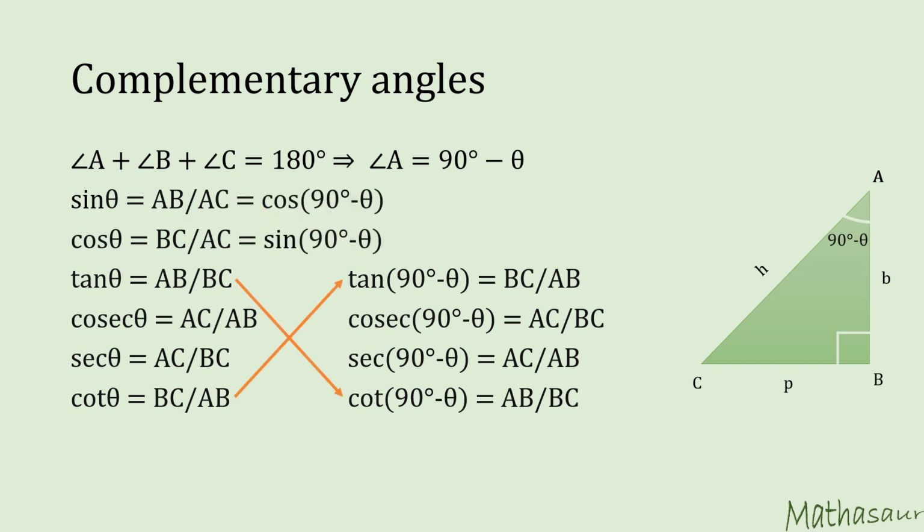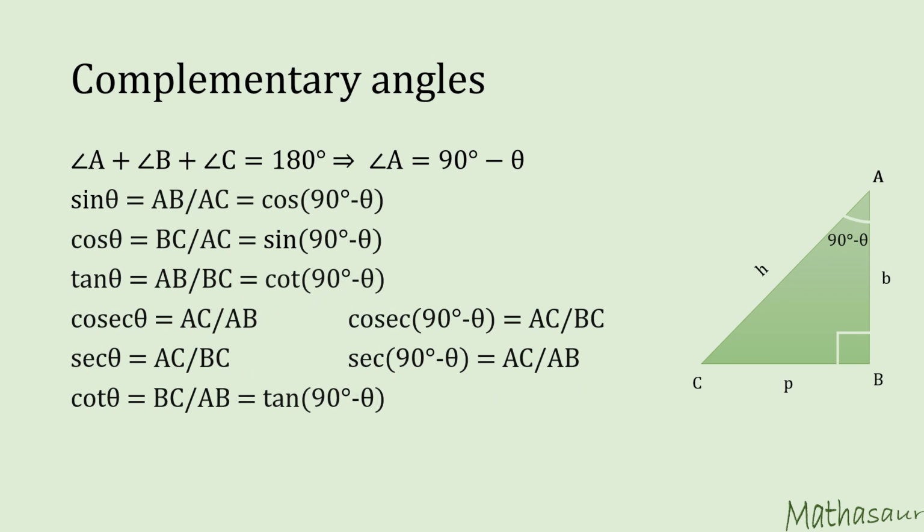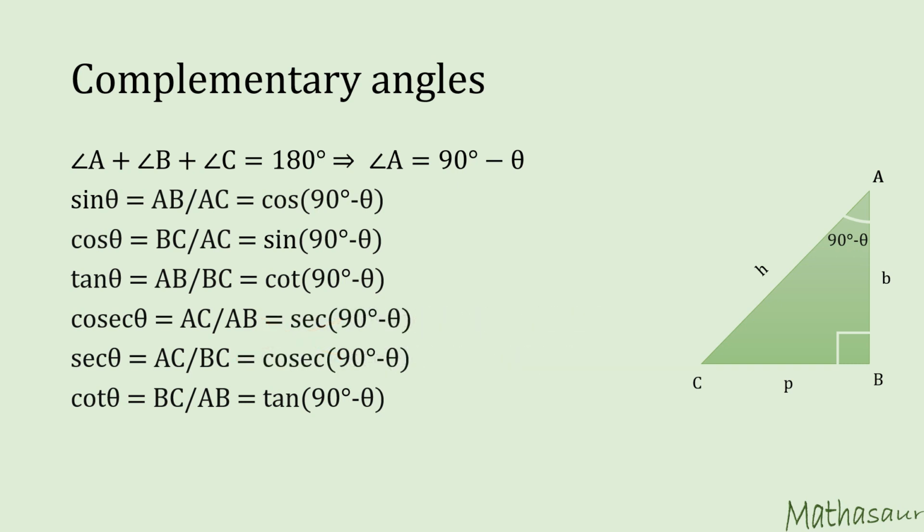The values for tan and cot of theta and 90 minus theta are also interchanged. So tan theta equals cot 90 minus theta and cot theta equals tan 90 minus theta. A similar phenomenon happens for the cosecant and secant values of theta and 90 minus theta. So we can see that cosecant theta is equal to secant of 90 minus theta and sec theta equals cosecant 90 minus theta.